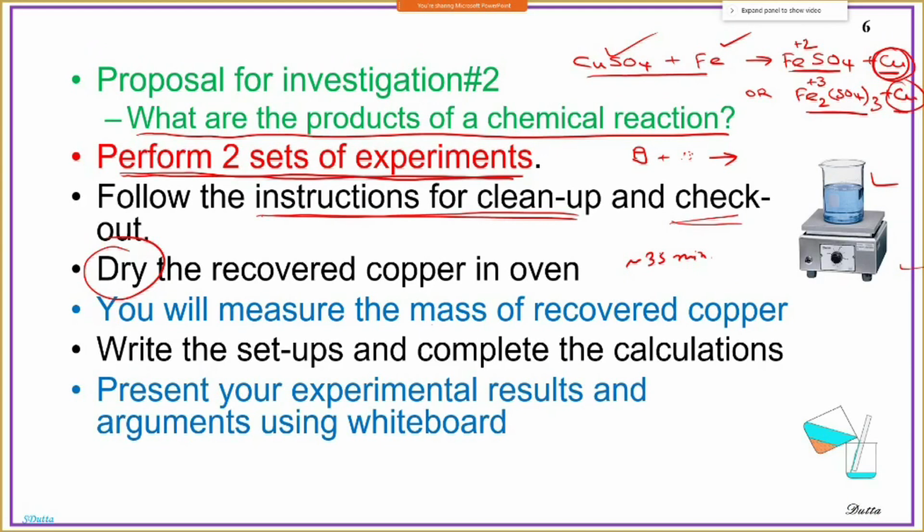Then once I know the mass of the recovered copper, I can go back to know which reaction occurred, reaction 1 or reaction 2, because the mole ratios are going to be different, which I'm going to show in the next slide.